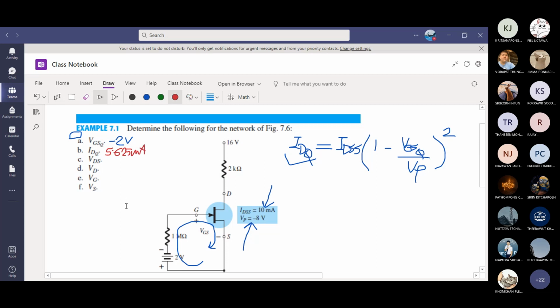After you find IDQ, what is VDS? You can say VDD minus ID RD. This is RD. This terminal is the drain terminal. The equation is VDD minus ID RD minus VDS equals 0. So VDS will be VDD minus ID RD because S is on the ground. What is VDS? 16 minus, you multiply 2 kilo ohm with 5.625 milliamp.